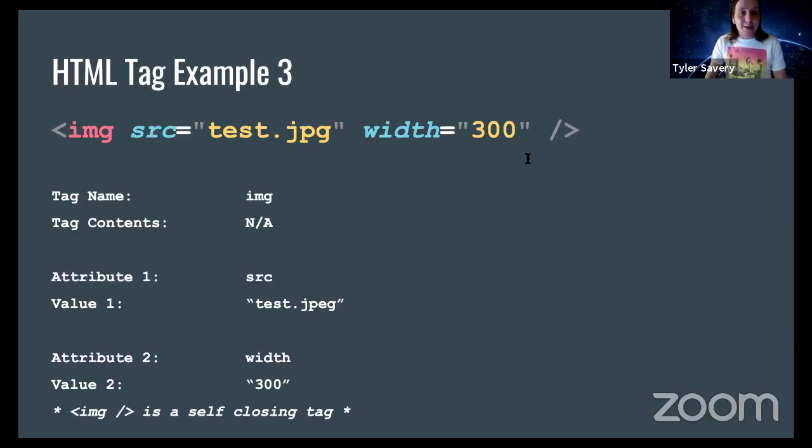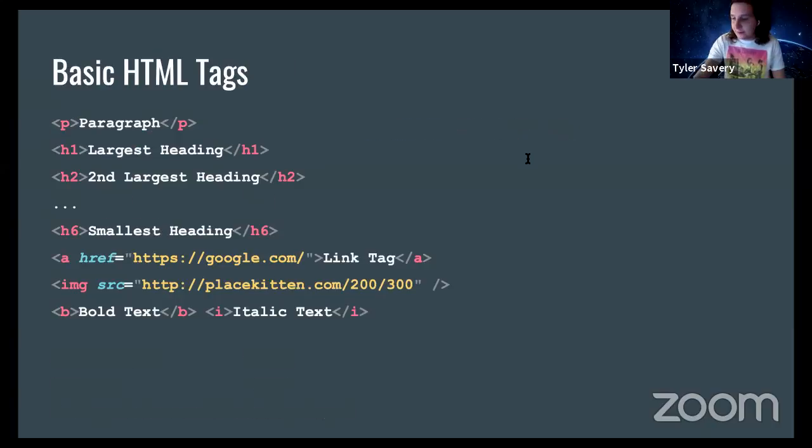Another example we looked at was the image tag, which actually has many attributes, but two in the example: source, which is a link to the image. That can be a URL or a file that's saved in the same directory as your HTML file. You can also give it things like width and height and a few other properties. And these are just a few examples of some tags.